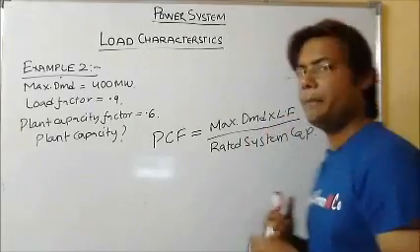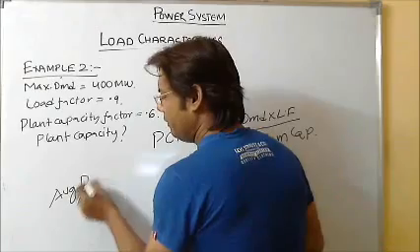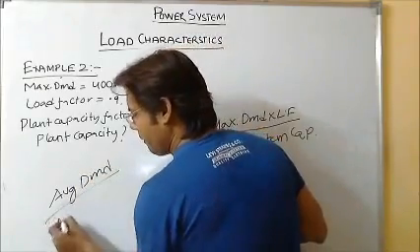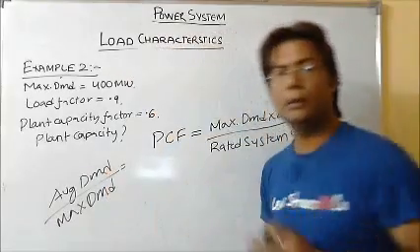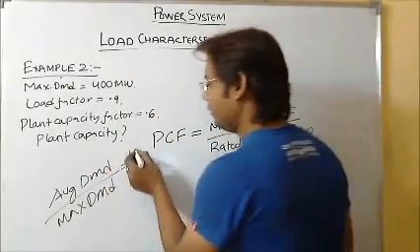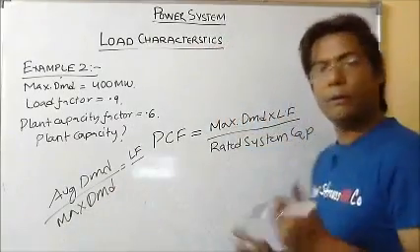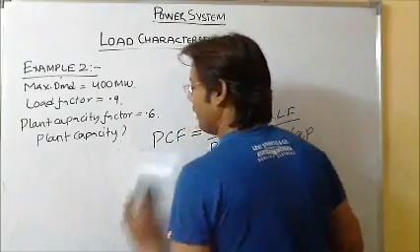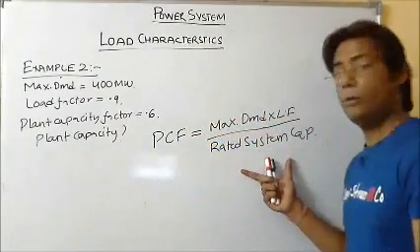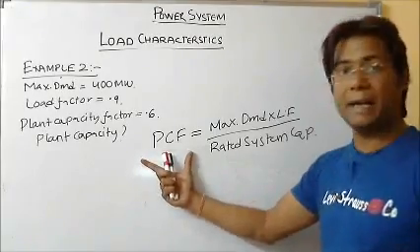How have I written this? Average demand upon maximum demand is equal to what? It is equal to the load factor. So the average demand will be equal to maximum demand into the load factor. So I can write directly that the average demand, which is maximum demand into load factor, divided by the rated system capacity is equal to the plant capacity factor.